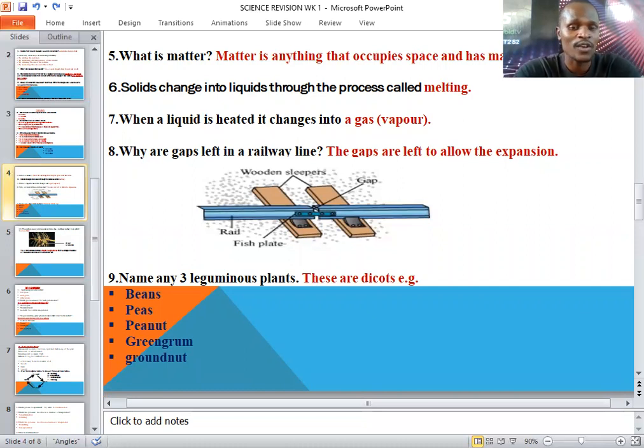Otherwise, if those gaps are not left, the railway line will explode and that will cause accidents. So to avoid such accidents, those gaps are left there. So why do we leave the gaps? The gaps are left to allow expansion, as simple as such.